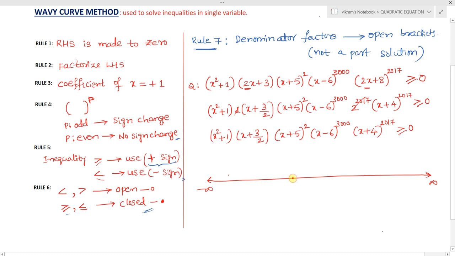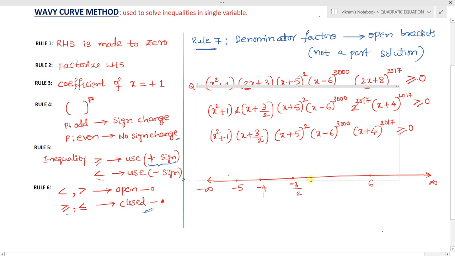x is equal to minus 3 by 2, that means minus 1.5. And x plus 5 means x is equal to minus 5. The next, x minus 6, that means x is equal to 6, and x plus 4, that means x is equal to minus 4.